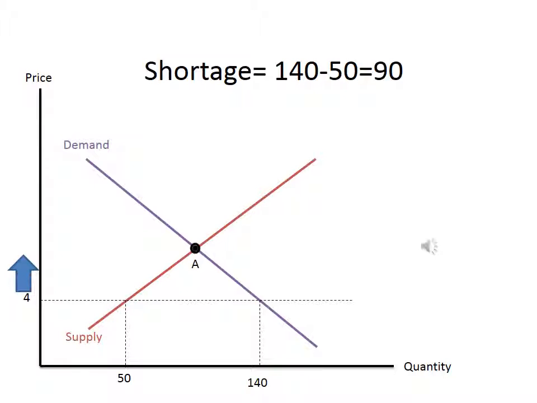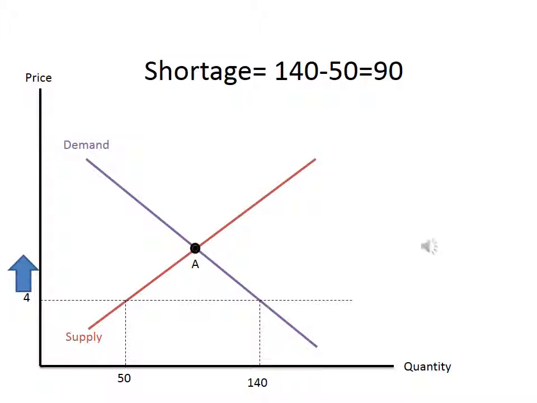Now let's imagine that the price in this market is $4. Well, at a price of $4, there's a shortage, because at a price of $4, people want to sell 50 goods, but they want to buy 140. So there's a shortage of 90. What this would mean for our store selling apples is that the store would run out of apples before the day is over.